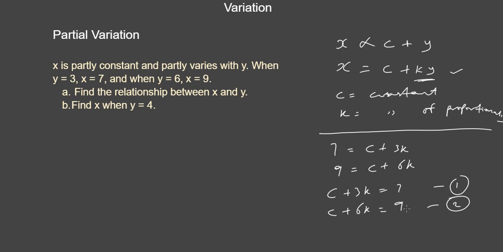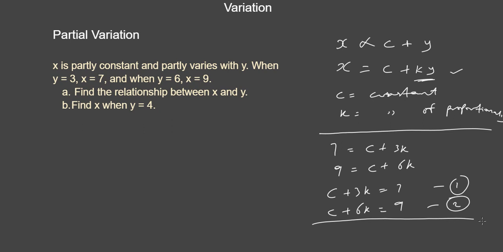So now we want to look for the value of c and k. This will always lead you to simultaneous equations. So take note, every partial variation where they want you to look for the value of x when y is this, it will always lead you to simultaneous equations, because you'll be looking for two unknowns, and that means two equations, and that means simultaneous equations. So now let's look for the value of c and k. Let's use the elimination method here.